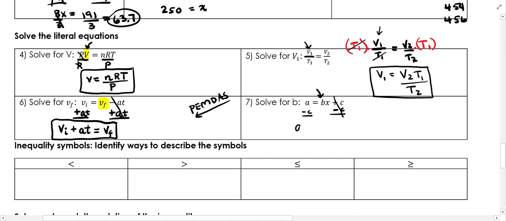Now we have A minus C. Remember, they're not like terms, so we can't combine them. Equals BX. Now, I know you might want to go for X, but they said solve for B. So we have to get rid of this multiplication, so we need to divide out the X. There you go. B equals A minus C over X.